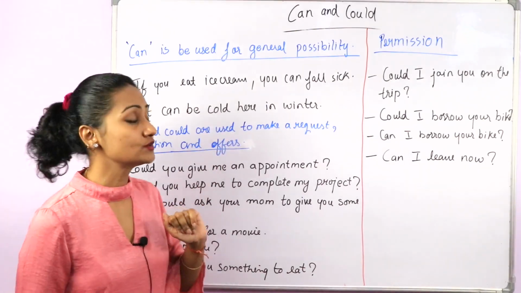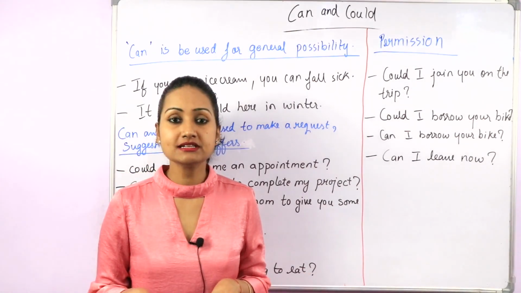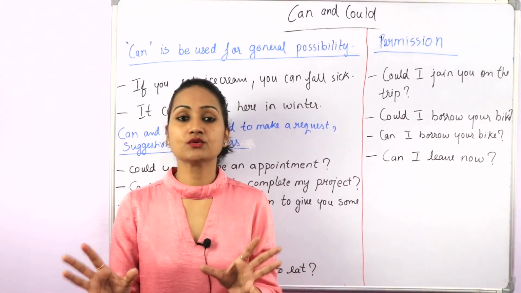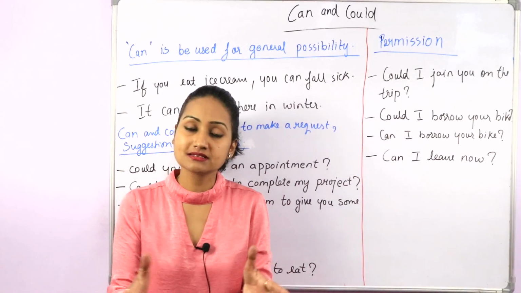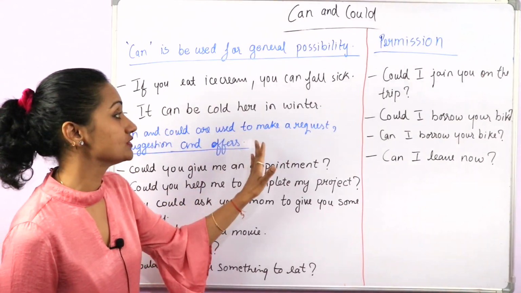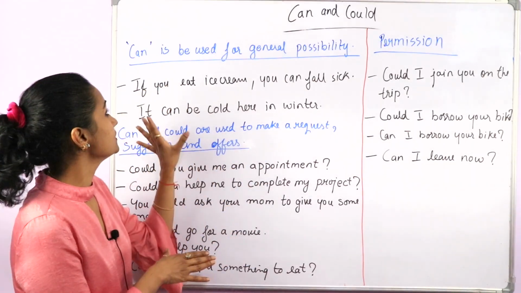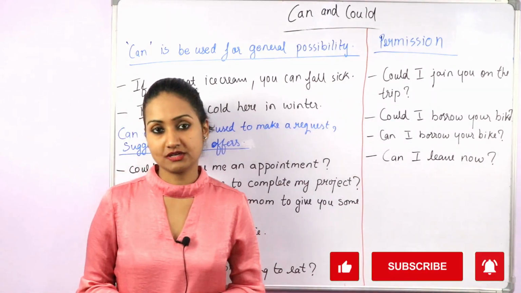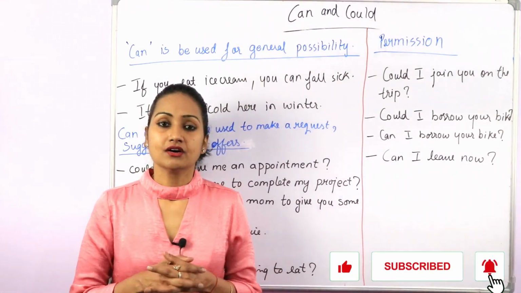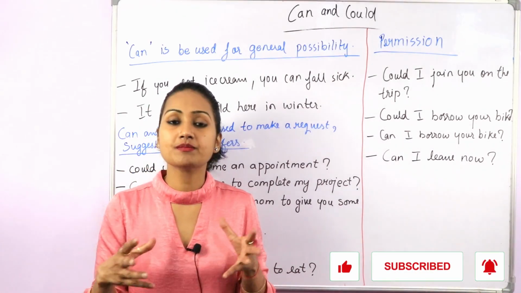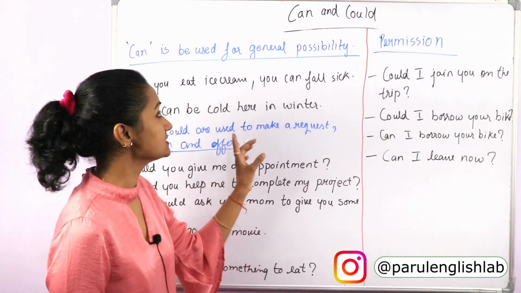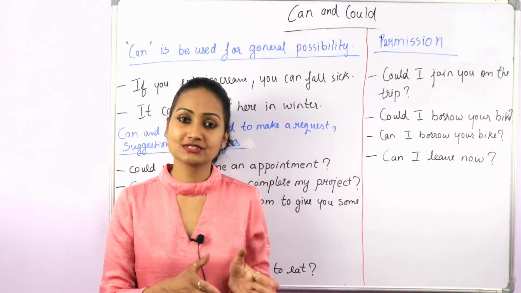It can be cold here in winter. So again, a general possibility. Generally in winters it is cold here. I don't know whether it is going to be cold this winter or not, but generally this is the situation. Okay, so it's a general possibility. It can be cold here in winter. So this way you can use can to talk about general possibility, not past, present or future. You cannot use can to express the possibility in past, present or future. For that you will use could, but to express general possibility you can use can.